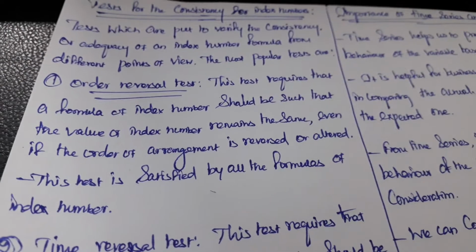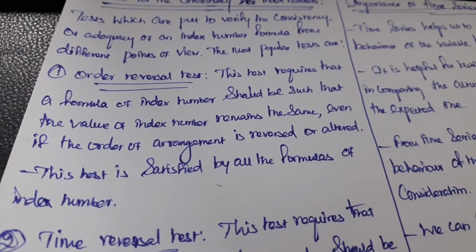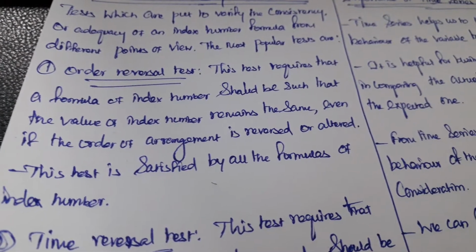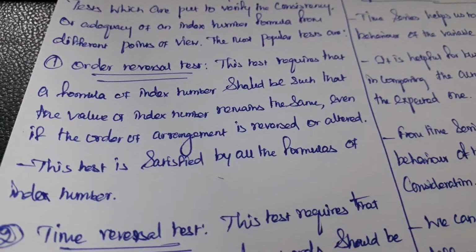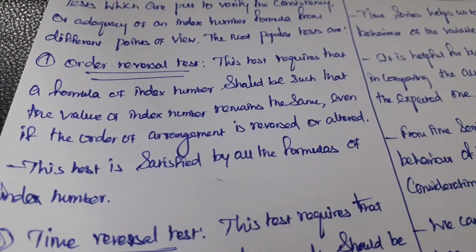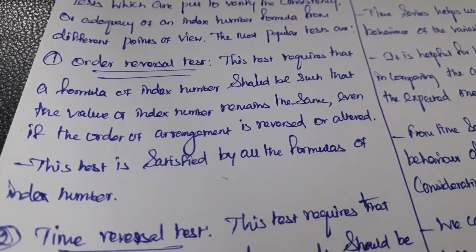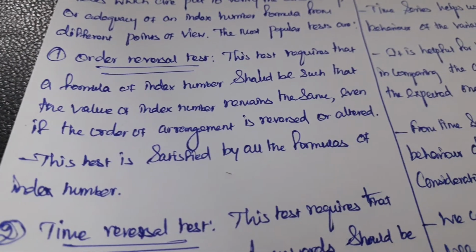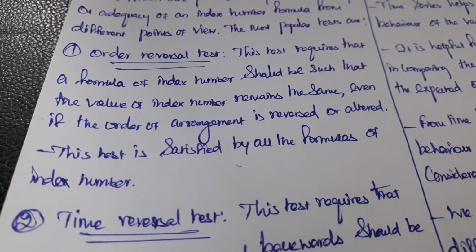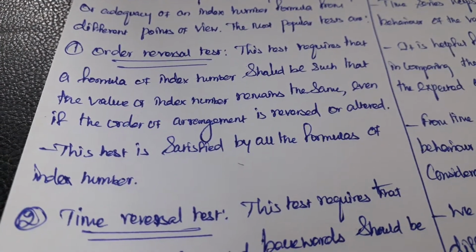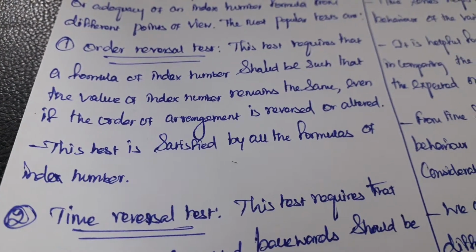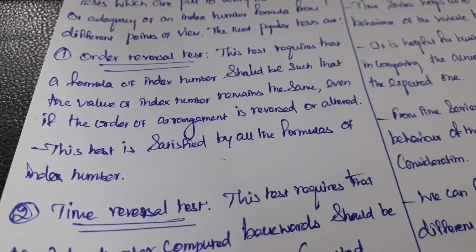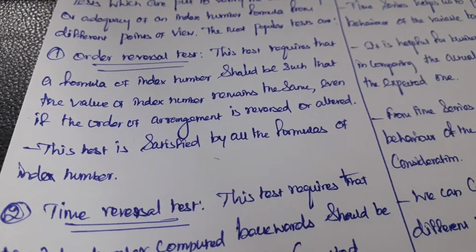The first test is the order reversal test. This test requires that a formula of index number should be such that the value of index number remains the same even if the order of arrangement is reversed or altered. If we reverse or alter the arrangement of index numbers, the total value of index number remains the same. It does not change. This test is satisfied by all the formulas of index numbers. All formulas and methods satisfy it.